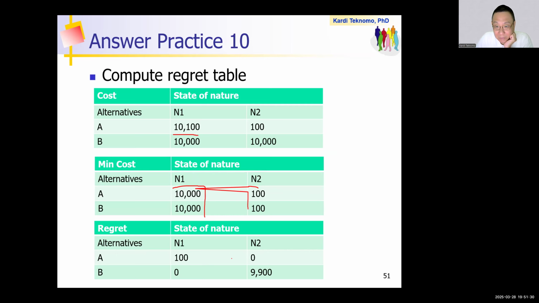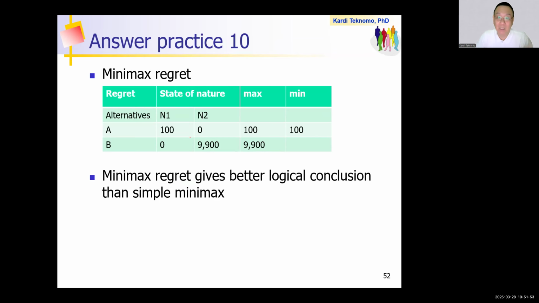Once you get the regret, you minimax. It does not depend on the original table, it depends on the regret. So in that case, you minimax. Minimax means you do the max first and then you take the minimum. So the max is 100, the max is 9,000. The minimum is this one. So in that case, you will choose alternative A. So minimax regret actually gives a better logical conclusion than the simple minimax.